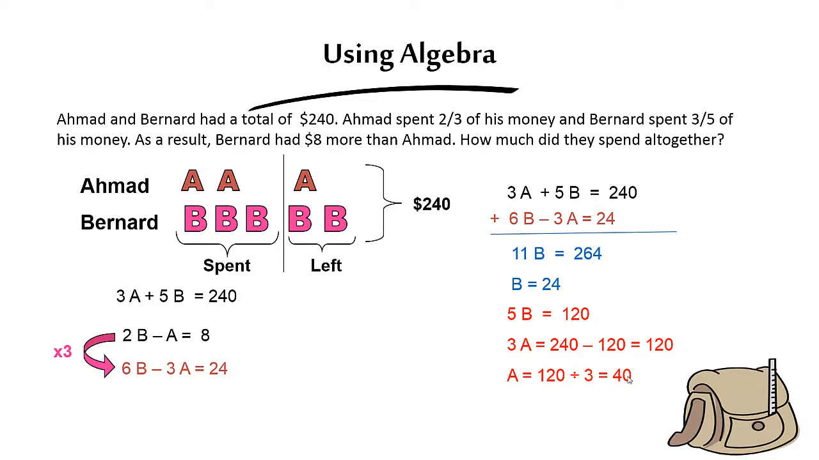I hope you can understand so far. To find the amount they spent altogether, Ahmad spent 2 A's, while Bernard spent 3 B's. So the total amount they spent will be 3B plus 2 A's. 1B is 24, so it's 3 times 24 plus 2 times 40, and the answer is $152. And the answer is exactly the same as the one before that we used model to solve.